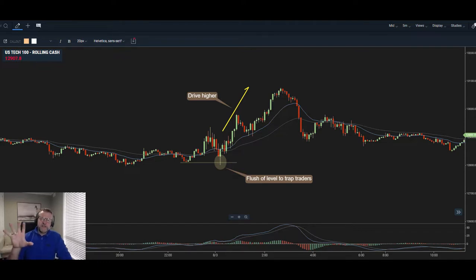So we've got a chart of the US Tech 100, you'll see on the screen there. And what I want to talk about the first time around is the opening flush and the opening drive. Okay, so it's something that you can see in most indices.